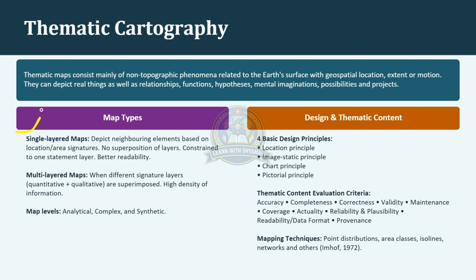Multi-layered maps: when different signature layers, quantitative as well as qualitative, are superimposed, giving high density of information. Map labels: analytical, complex and synthetic. Design and thematic content: four basic design principles: location principle, image static principle, chart principle and pictorial principle. Thematic content evaluation criteria: accuracy, completeness, correctness, validity, maintenance, coverage, actuality, reliability, plausibility, readability, data format and provenance. Mapping techniques: point distributions, area classes, isolines, networks and others.